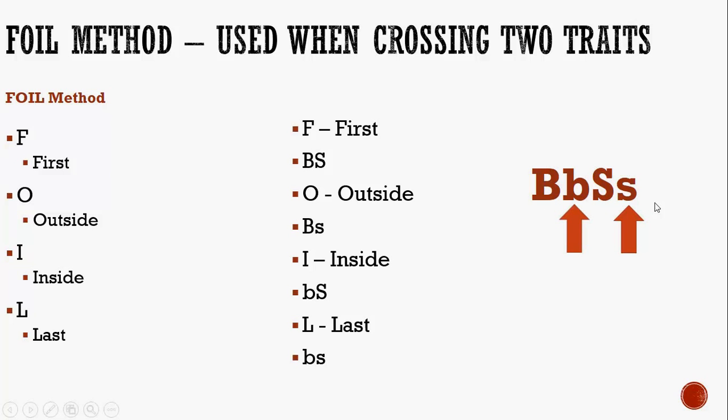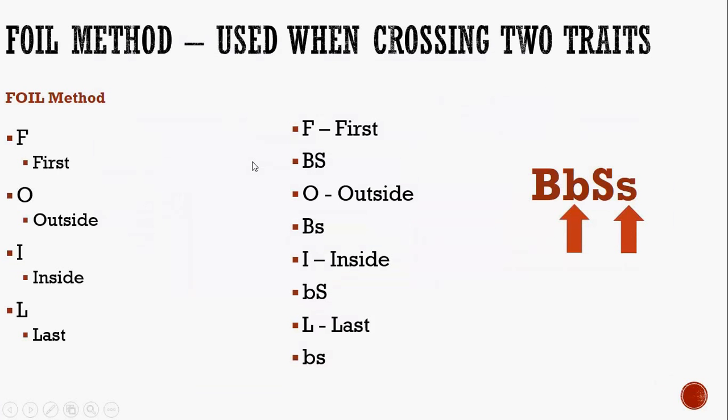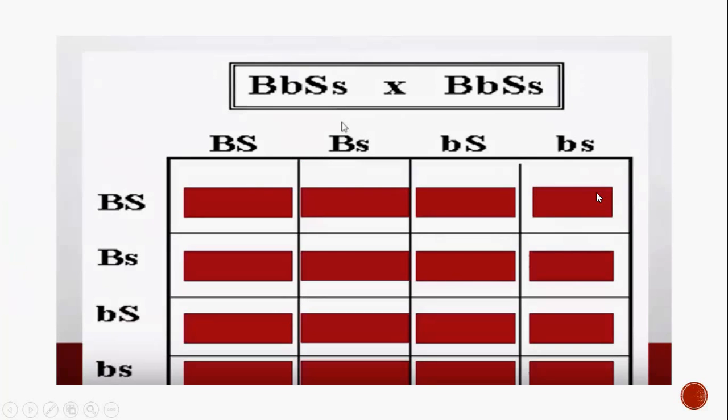If you looked at our other video, you may have seen this. Now you know exactly where these letters come from. If you look right here, we have capital B capital S, capital B lowercase s, lowercase b capital S, lowercase b lowercase s, and we did that by using the foiling method, and that's how we got these letters right here across the top and the letters right down here across the side. We just used the FOIL method.